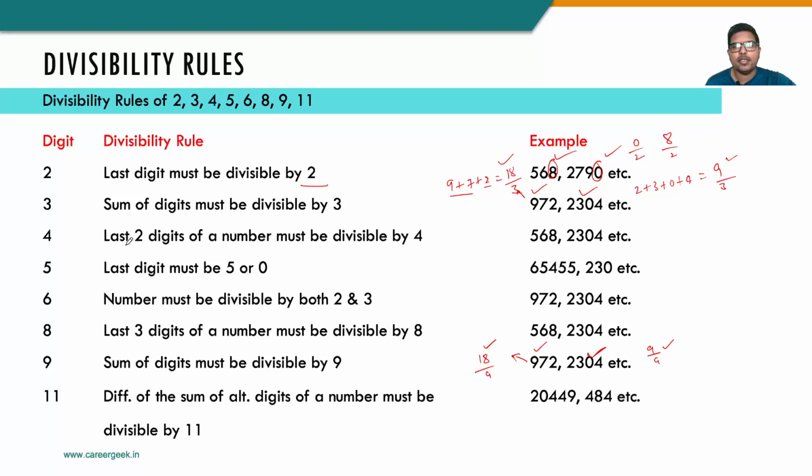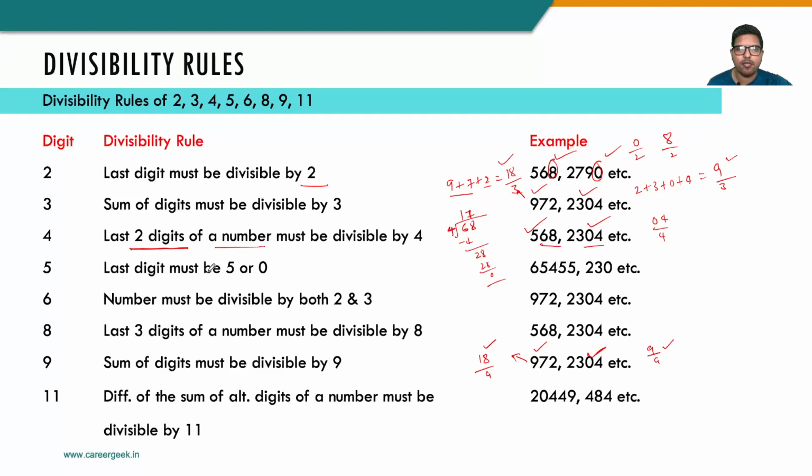Now for 4, for 2 it's the last digit, for 4 it is the last 2 digits of a number, okay? What are the last 2 digits of 568? 68. I'll need to see whether 68 is divisible by 4 or not, right? 4 ones are 4, 4 sevens are 28. Yes, the remainder is 0, that means it's completely divisible. So is this 04. Of course, 04 is divisible by 4. There's no remainder. So that is how you will know whether a given number is divisible by 4.